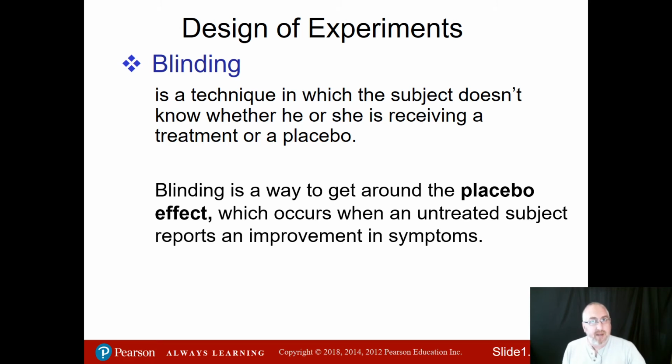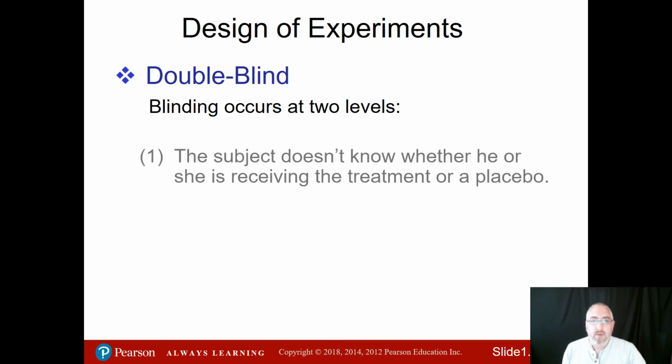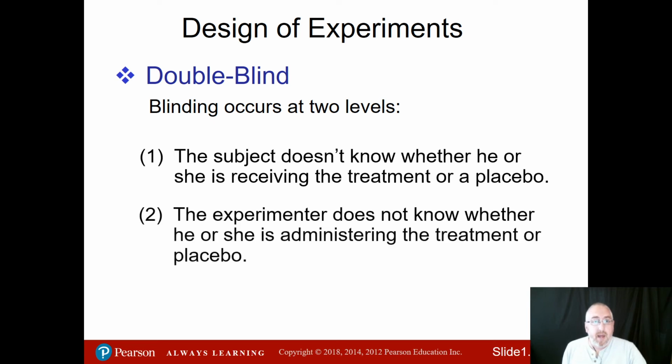But we can fix that too if we double blind. So blinding occurs at two levels. The subject doesn't know whether he or she is receiving the treatment or a placebo. And two, the experimenter does not know whether he or she is administering the treatment or the placebo. So now, if the experimenter doesn't know, and then the patient doesn't know, or the subject doesn't know, now you're really going to get some good results from that.